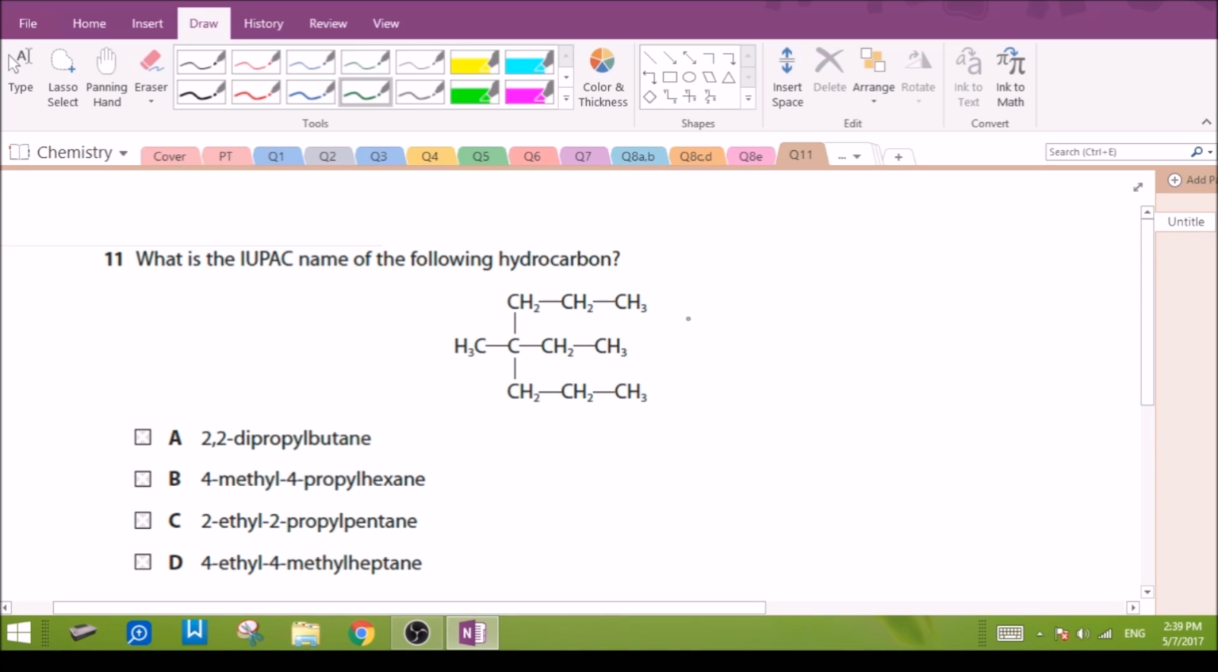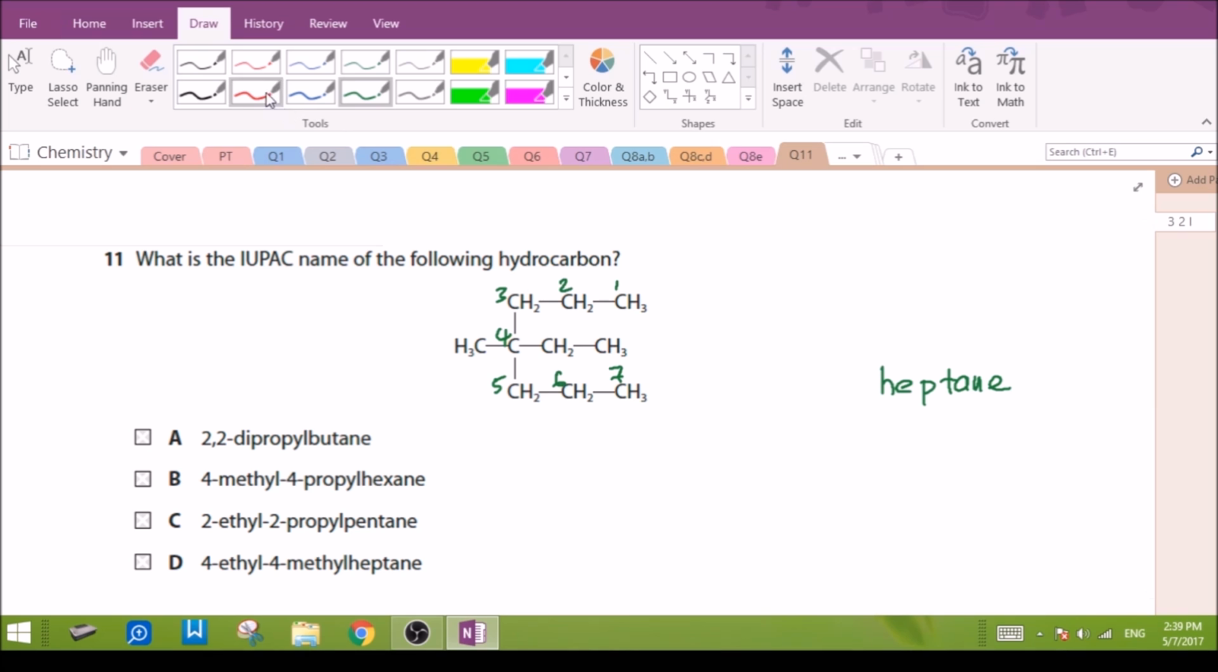Right, how do we name this hydrocarbon? Let us find out the longest chain. Right, the longest chain apparently is here, this C shape. So 1, 2, 3, 4, 5, 6, 7. A 7 carbon chain, that will be heptane.